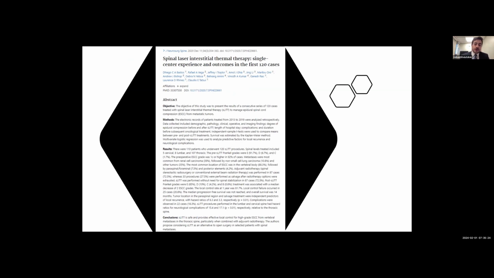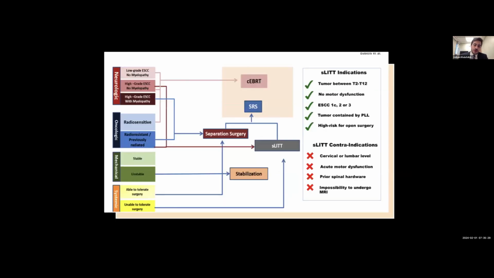One of the interesting recommendations that I found is how they've now included spinal LIT in their NOMS paradigm. Their indications for using spine LIT are that the patient has tumors between thoracic 2 and thoracic 12, does not have any neurological or motor dysfunctions, and is an ESCC grade 1C, 2 or 3. It has to be contained by the PLL, and the patient has to be at high risk for open surgery.